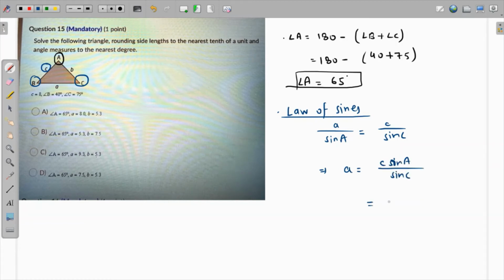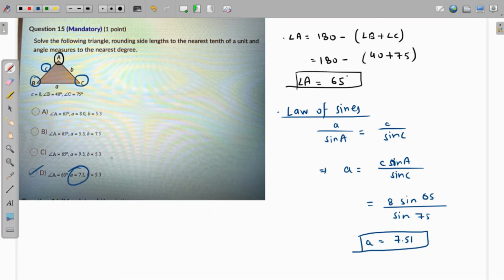Side C is 8, angle A is 65, and angle C is 75. So all we have to do is grab a calculator and get the value. Sine 65 over sine 75 times 8 comes to 7.51 up to two decimal places. This is the length of side A. And if we look at the options, the correct option is option number D. Thank you.